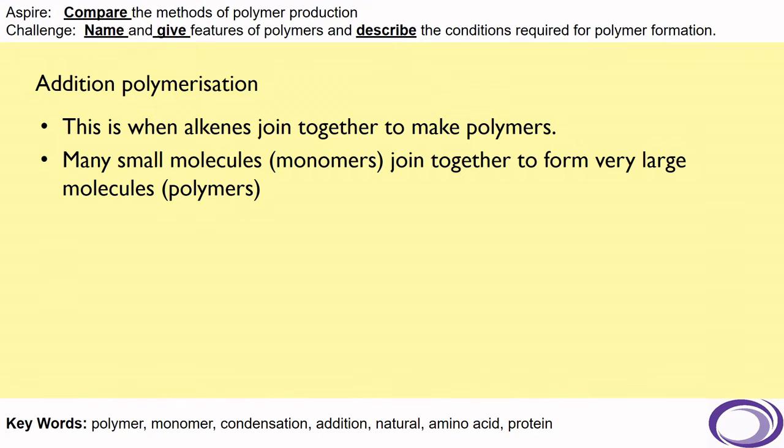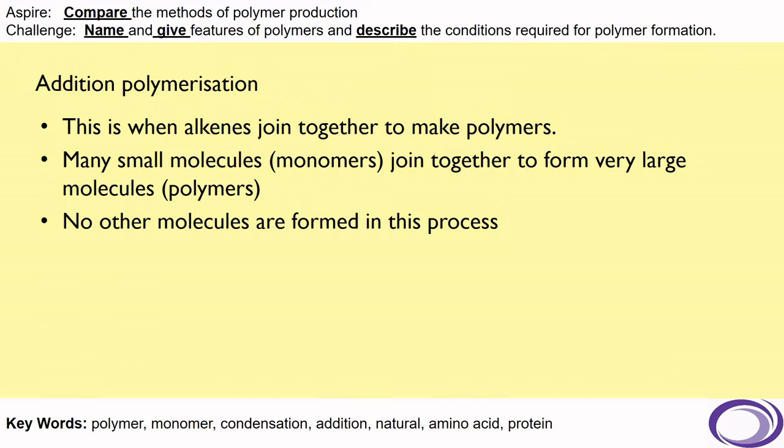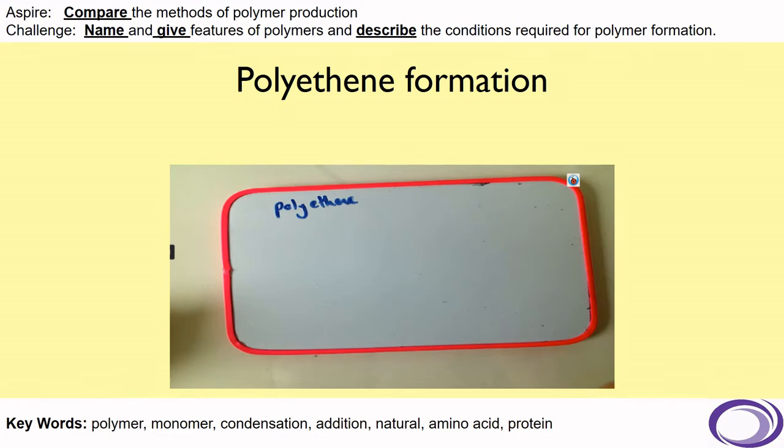Now, when we make polymers, many small molecules, which are our monomers, join together to form a very large molecule, which is our polymer. Remember that mono means one, whereas poly means many. No other molecules are actually formed in the process during addition polymerization, so we only get our polymer formed at the end. Now I'm going to insert a video here showing you how this process occurs.